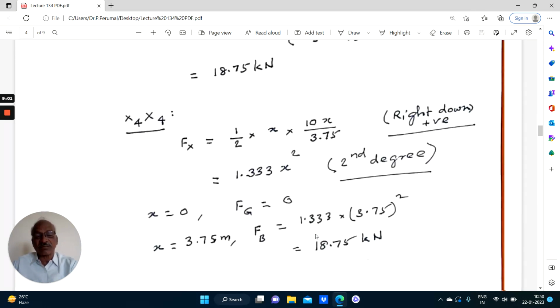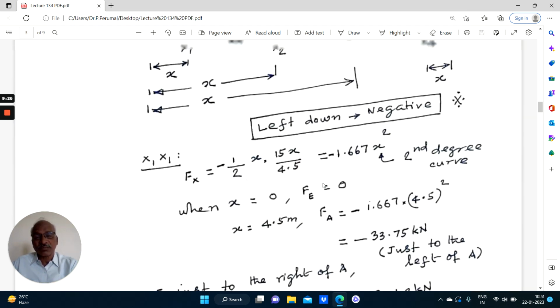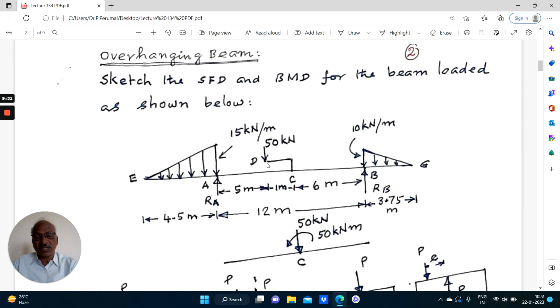Because at A, there will be a change in the shear force from negative to positive. You can see the diagram once. Here at E it is 0, and this is a second degree variation. This value is minus 33.75. Then plus RA, when added, you get 31.43. This is the total value of RA. Again, from here to here there is no loading, so it will be constant. Again, there is a concentrated load of 50 at C. From A to C, there is no loading.